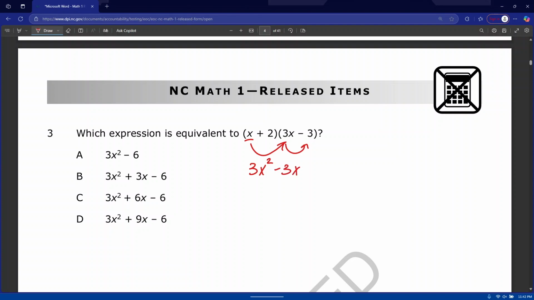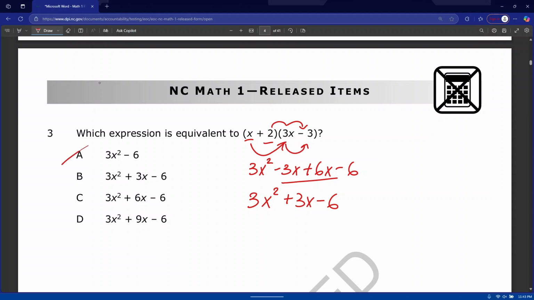Now we do the same for 2. So 2 times 3x is positive 6x, and then 2 times -3 gives us -6. Now, we're not done yet because we have to combine like terms, and we have two like terms here, which is -3x plus 6x. If we add those up, we get an end result of 3x squared plus 3x minus 6. And when we go over to our answer choices, we have A, B, C, and D.